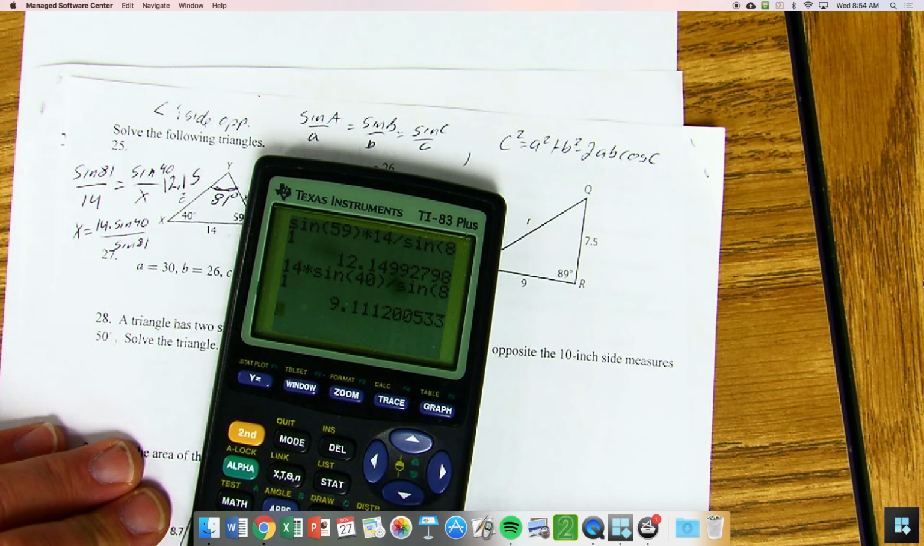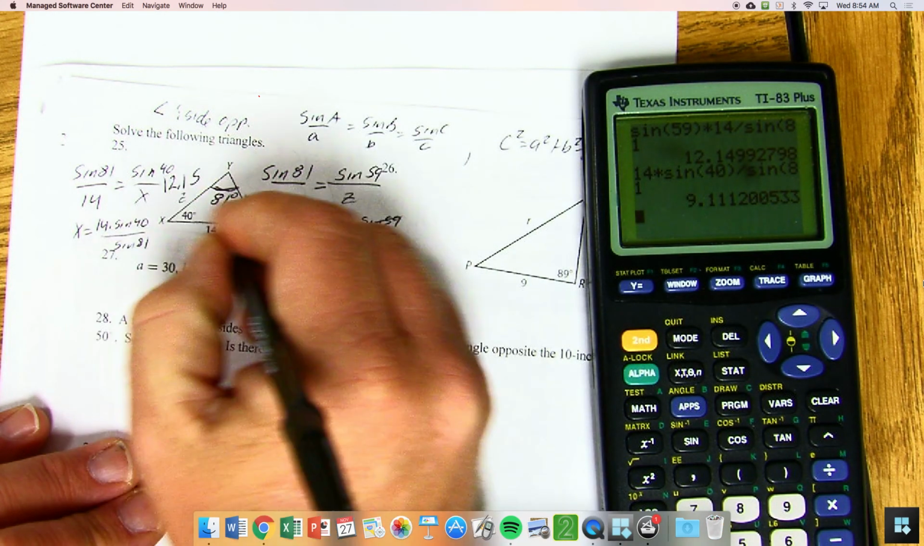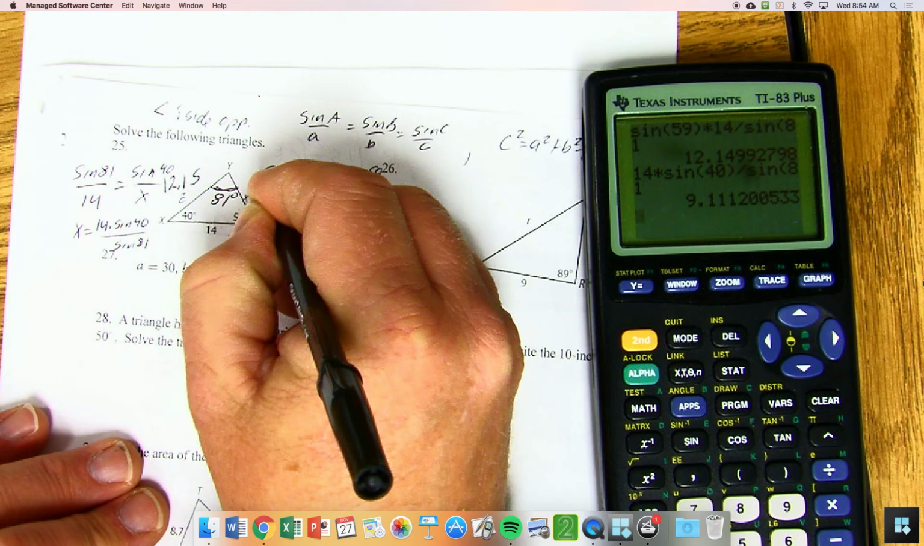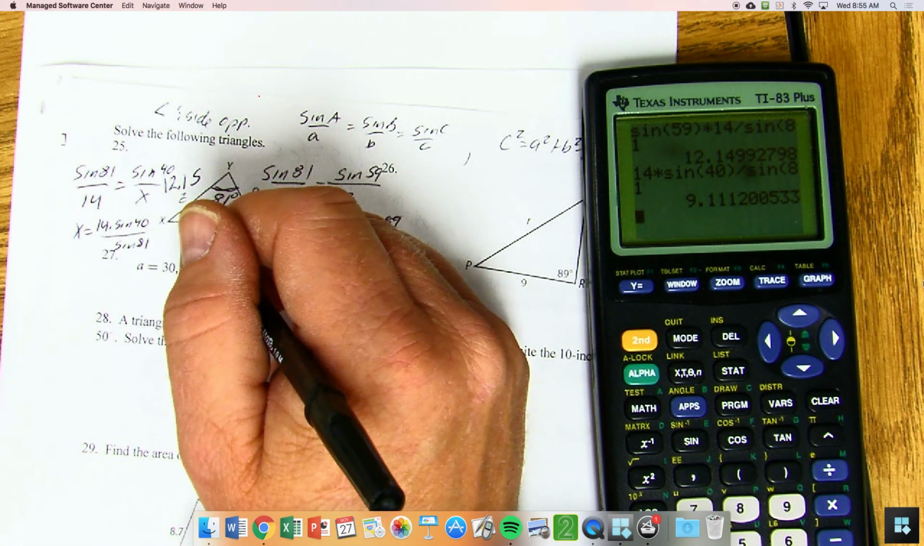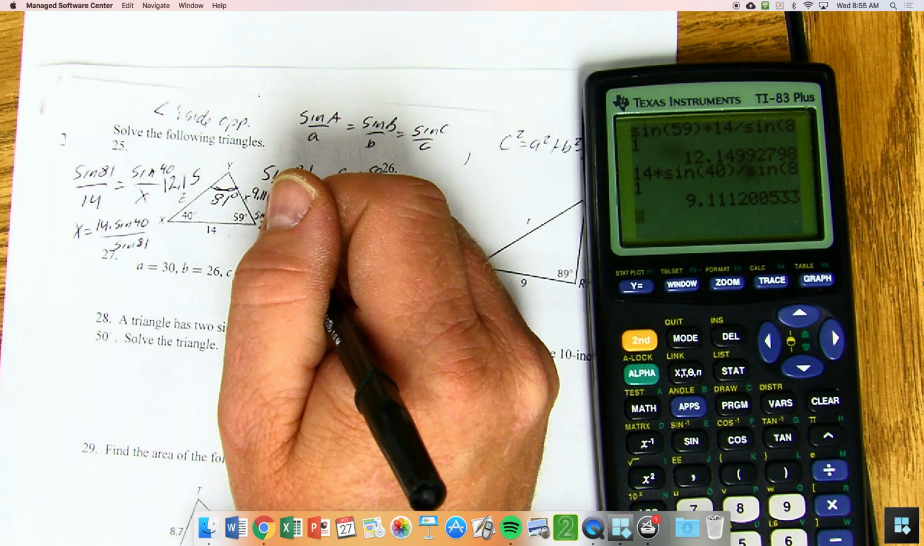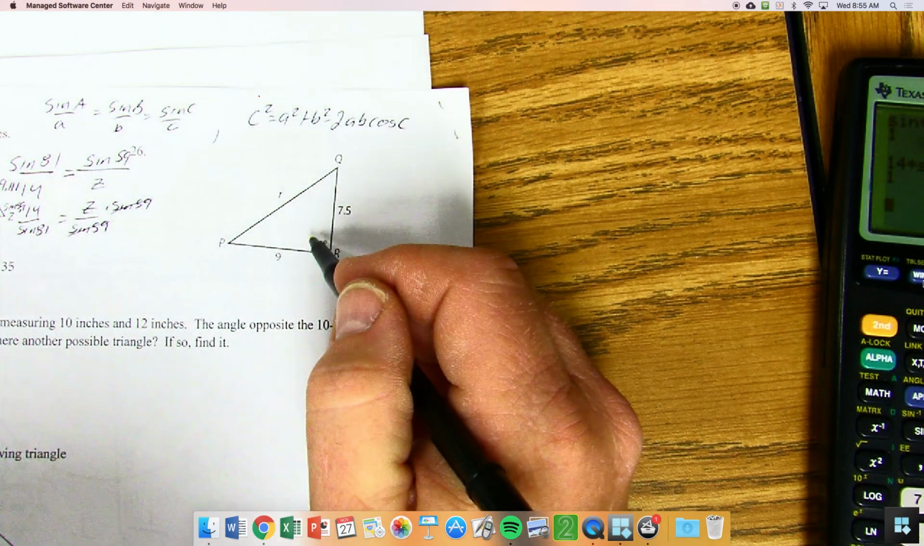Hit enter. You get 9.1112, so x equals 9.111. Now let's see if this makes sense. 40 is the smallest angle, 9.11 is the smallest side. We're good to go. All right, come here.